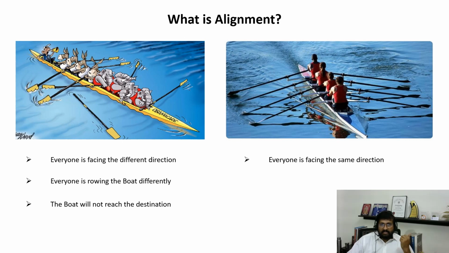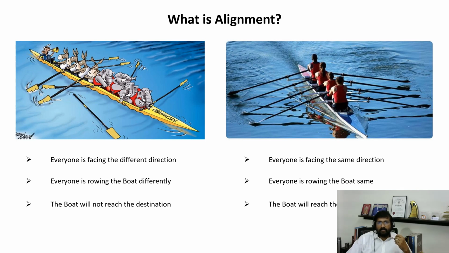Now on the other side, look at this picture. Everyone is facing the same direction, which means everybody is moving in the same direction. Everyone is rowing the boat the same way. Definitely this boat will reach the destination, isn't it? Why? Because everyone is aligned, everyone knows what they're doing, everyone is focusing on the common goal, which is the destination.